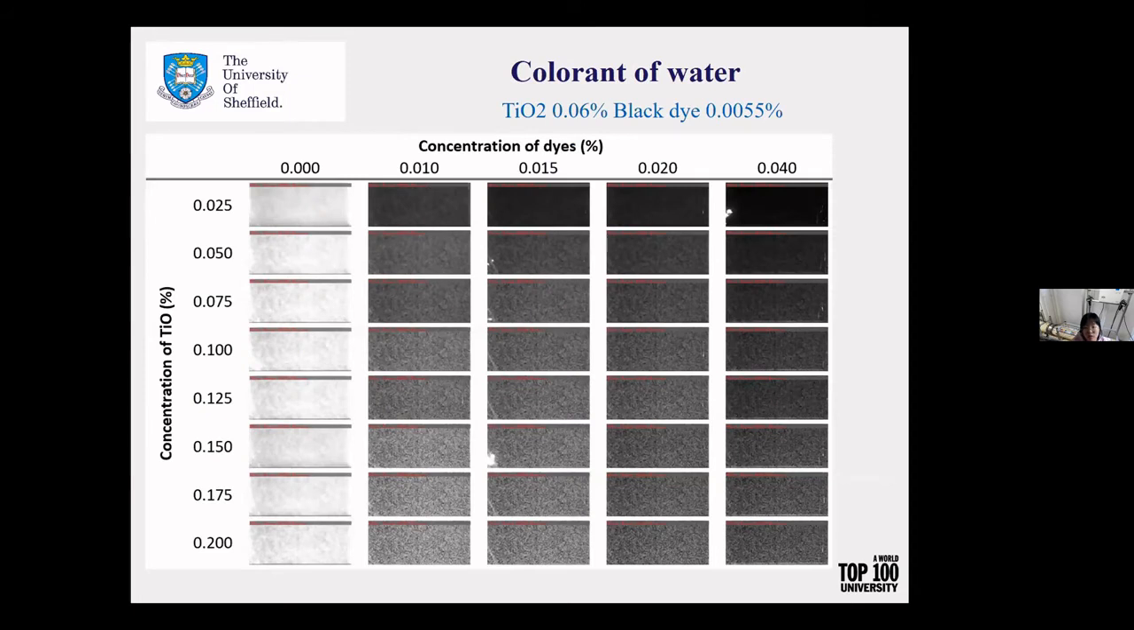To improve the clarity of images without adding too much titanium dioxide, I added some liquid black dye into the water. This table shows the images taken on water with different concentrations of titanium dioxide and black dye. The addition of black dye improves the contrast and clarity of the pattern, resulting in more accurate data. A compromise must be found that gives good data while negligibly affecting the surface dynamics.